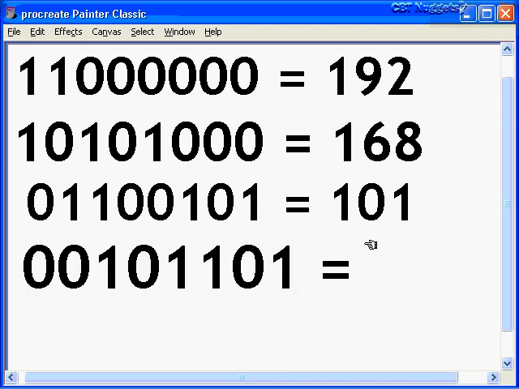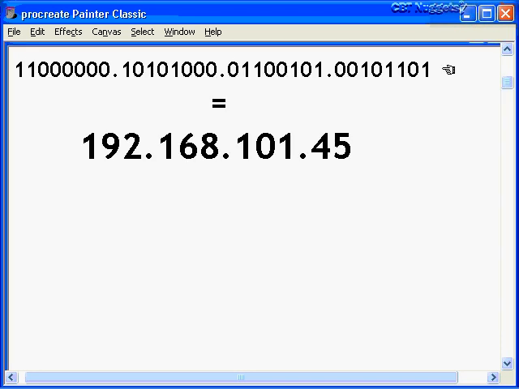Go ahead, pause the video and figure it out. You guessed it, 45. 32 plus 8 plus 4 plus 1 is 45. Now we have 4 octets. 192 is the first octet, 168 is the second, 101 is the third, and 45 is the fourth. So now we can see our original string of 32 bits gets separated by 3 decimal points, or 3 dots, to create 1, 2, 3, 4 octets of binary numbers that get converted to decimal numbers.